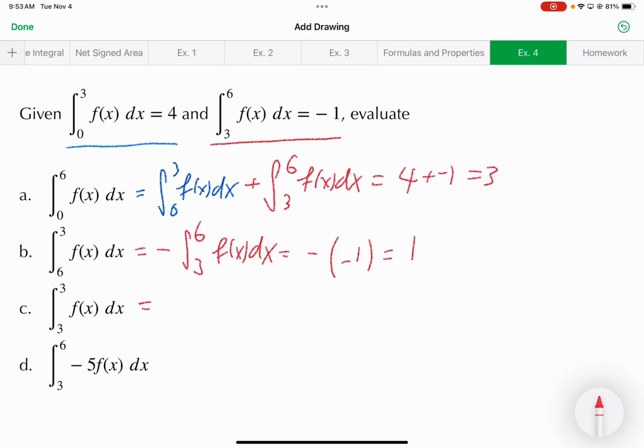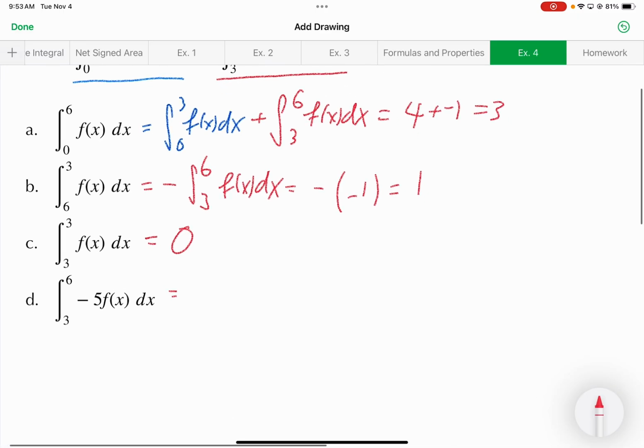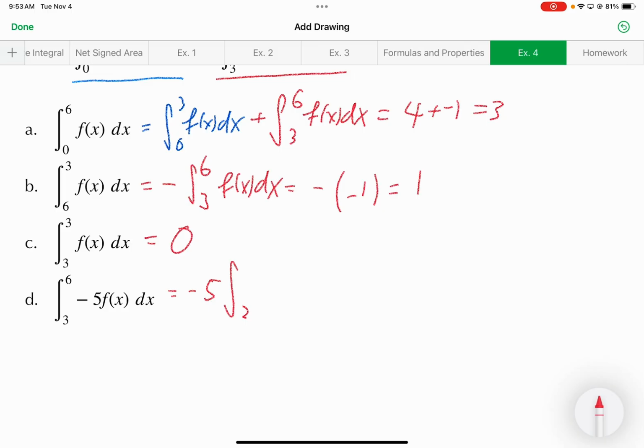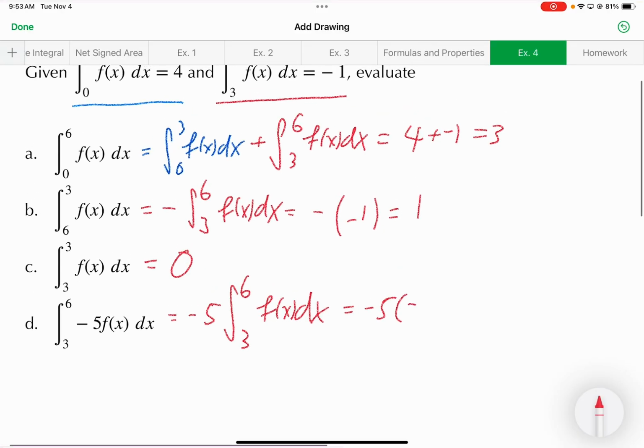What about C? I don't really feel like showing any work for that. It's just going to be 0 according to our properties. What about D? Boot that negative 5 out, right? And then the integral from 3 to 6 of f of x dx equals negative 5 times negative 1, giving me a value of 5.